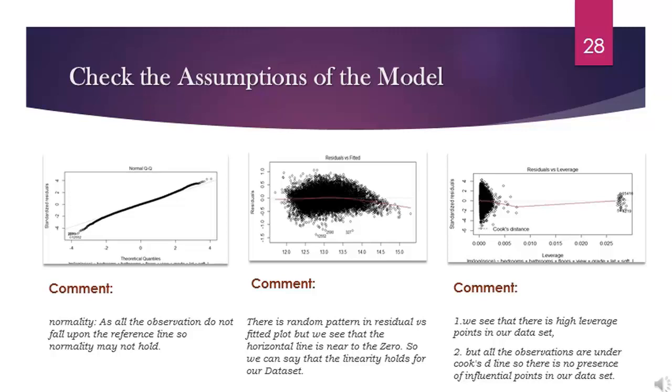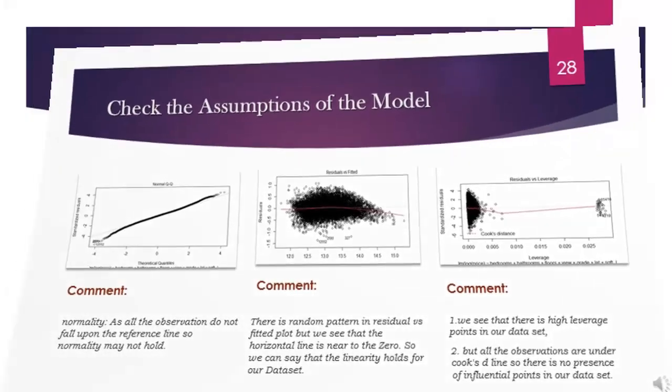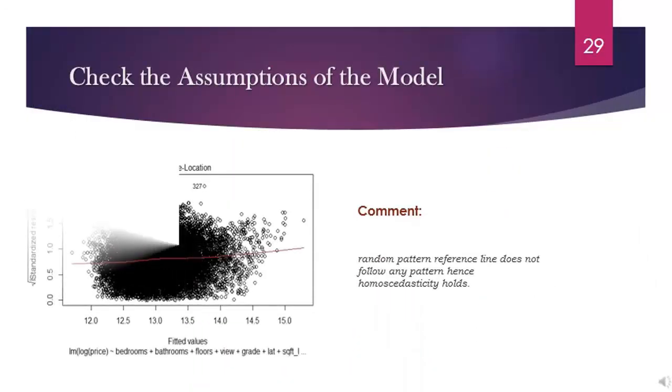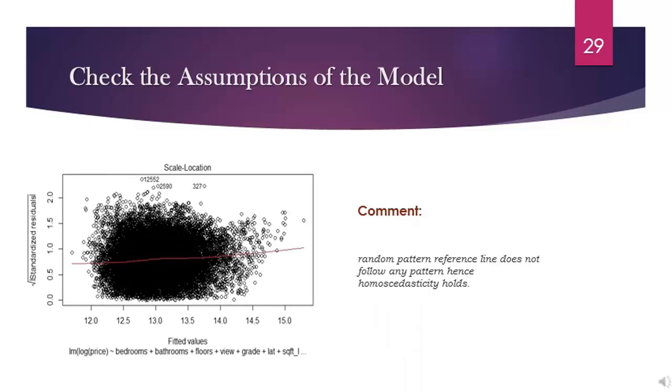From the residual versus leverage plot, we see that there is a high leverage point in our dataset. But all the observations are under the Cook's distance line, so there is no presence of influential points in our dataset. The scale location plot: the reference line does not follow any pattern, hence homoscedasticity holds.